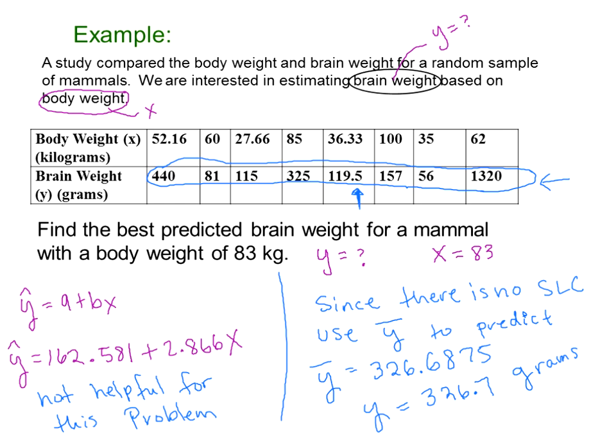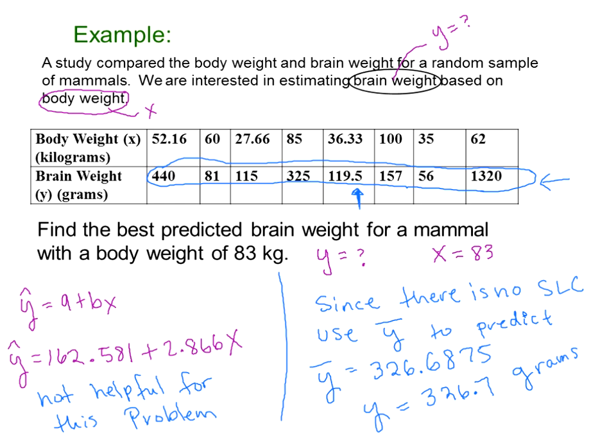So yes, there's a question. The question says, what if x equals 43? What if we're trying to predict what y equals if x is 43 or something else? Your answer will continue to be 326.7, correct. No matter what the value of x is, your prediction is always going to be the mean of the y's. And this is only the case when there's no significant linear correlation. So when there's no significant linear correlation, the best predictor is the mean of the y's. So correct, no matter what the value of x is, y will always be the same.